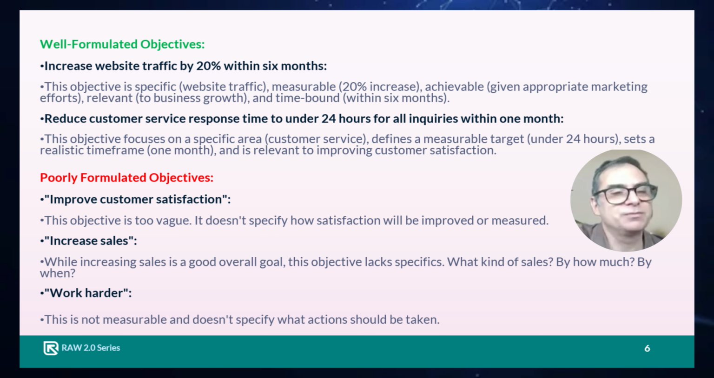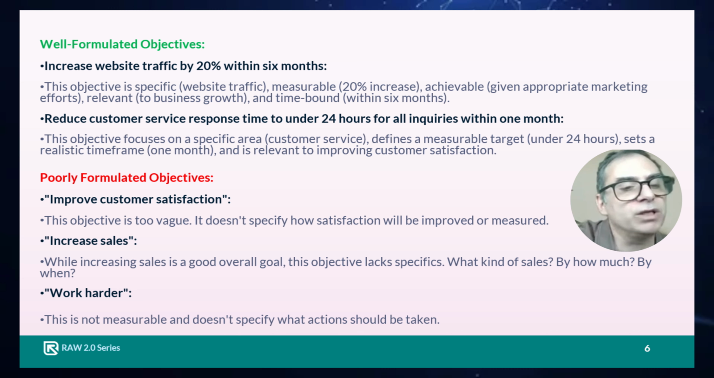However, we all the time keep doing poorly formulated objectives, and we need to get rid of them, right? For example, improve customer satisfaction. So we're just using the previous ones in a poorly formulated way. You see here that this objective is too vague. It doesn't specify how satisfaction will be improved or measured. There are no numbers, for instance, right? There's no time, so it's difficult to use this objective as a starting point.